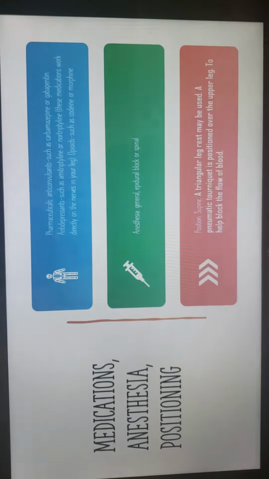Okay, so equipment and instruments. These are just a list of all of the different things you would need. So a power saw, oscillating saw blade, a Gigli saw, a Satterlee bone saw, the tourniquet, culture tubes, and a Hemovac drain.